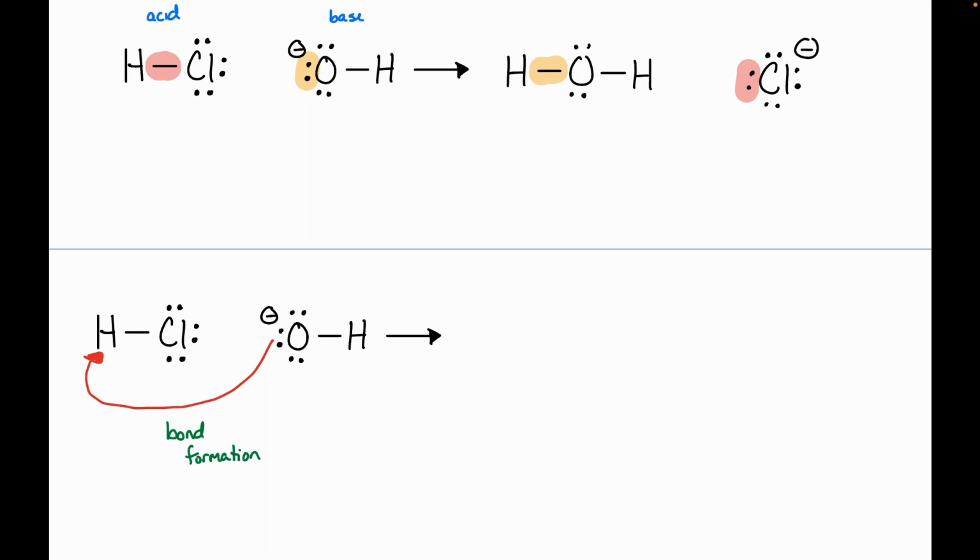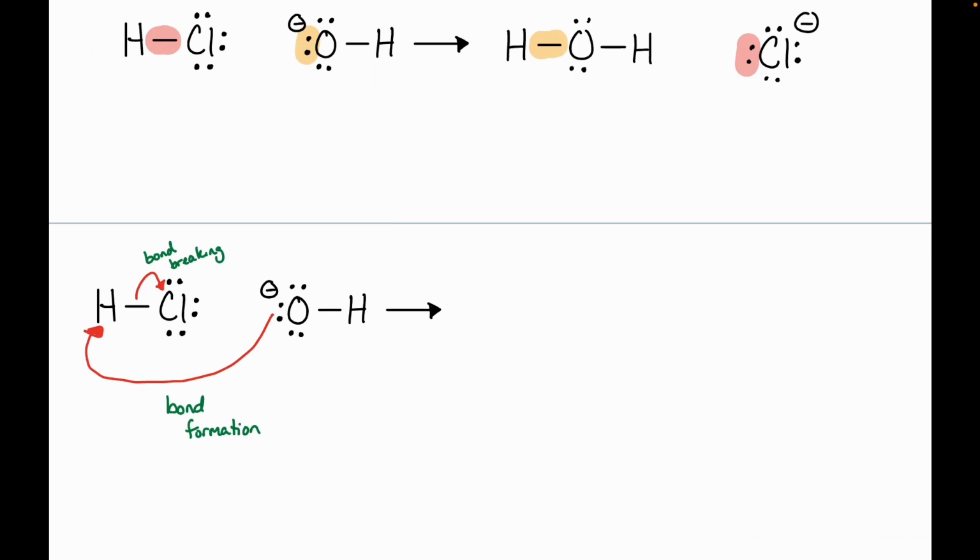And I've got to put in one more arrow here that shows this bond right here breaking. This pair of electrons is going to jump up onto that chlorine atom. So this now starts at a bond and ends at an atom. This would be bond breaking. And that leads to my products, water and the chloride ion.